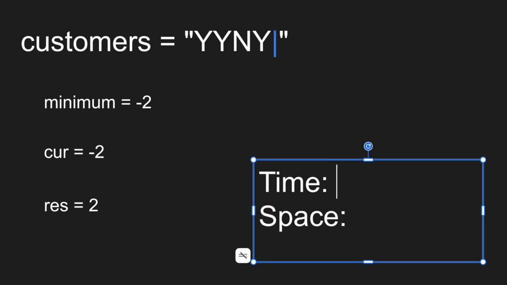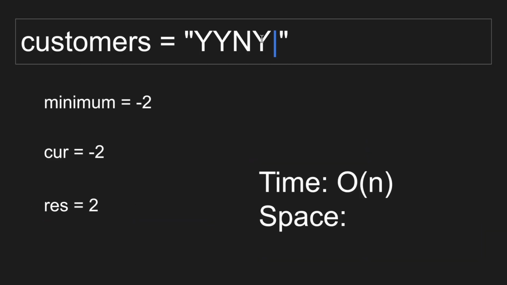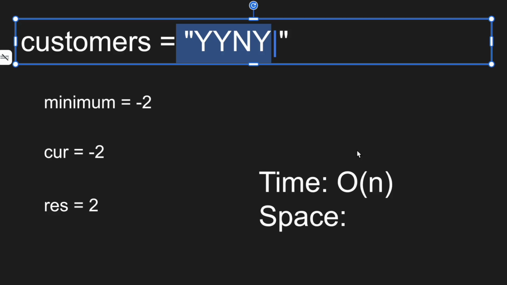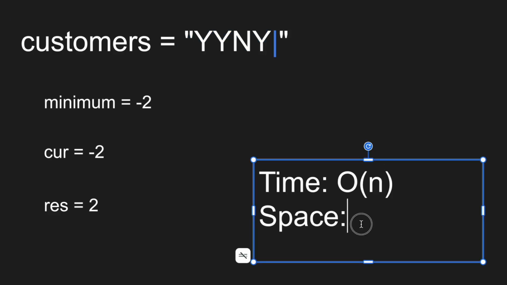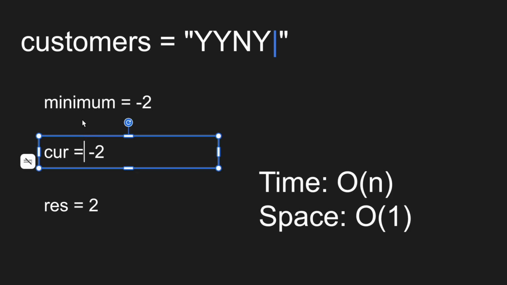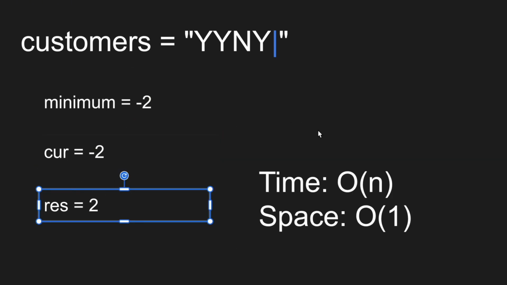And the time complexity would be O of n, where n is the number of characters in the customers string, because it will take linear time to iterate through. And the space complexity would be O of 1, because the space that these variables take up does not depend on the size of the input.